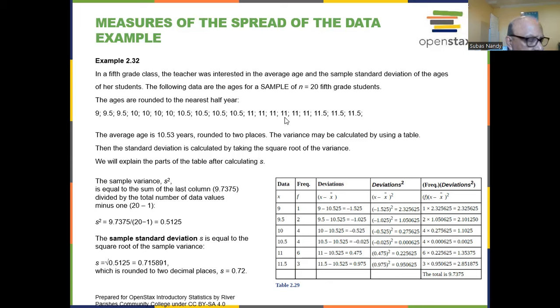One, two, three, four, five, six 11s, then 11.5. I'm entering all of this in L1. So I have 20 data points in L1. It's a sample data set.